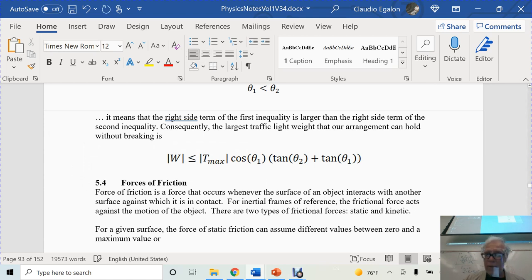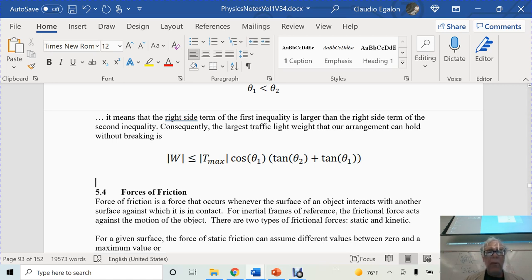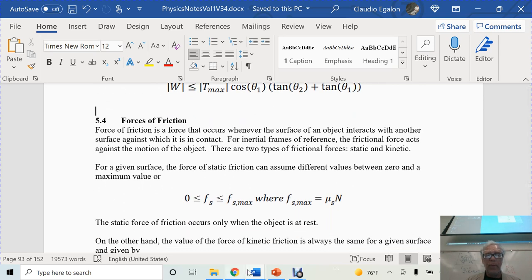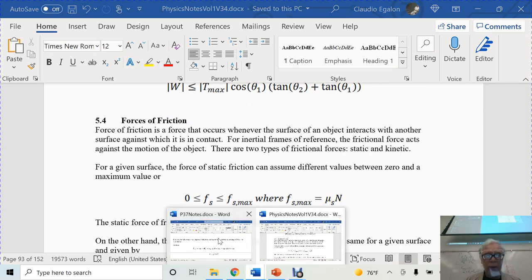Let's see. And now we can start talking about the force of friction. We should have a little bit more than 20 minutes to go. Okay, so let's talk about the force of friction. I'm going to write down the other one. Here you go.